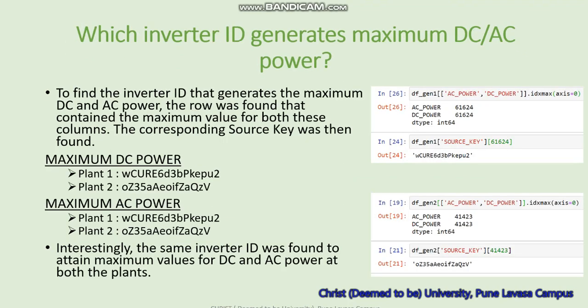We also try to figure out which inverter ID generates the maximum DC or AC power. Like I said before, using the idxmax function, we can figure out the row number for which the maximum value of AC and DC power is present. We find that to be the same. So interestingly, we can figure out that the same inverter is responsible for the maximum DC and AC power generation.